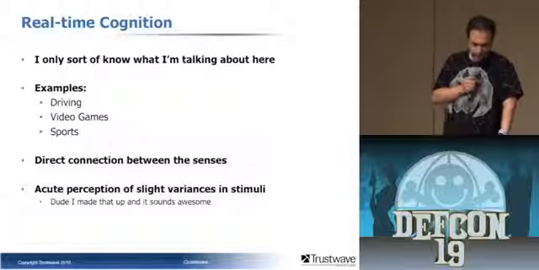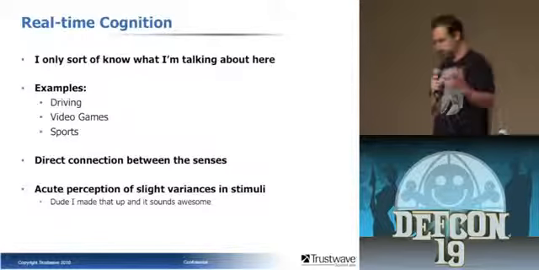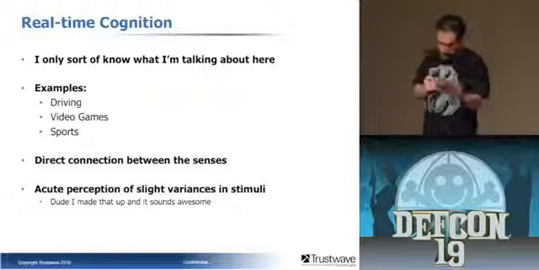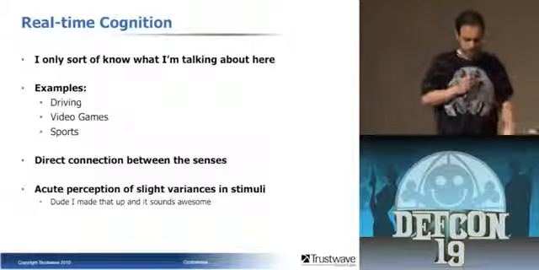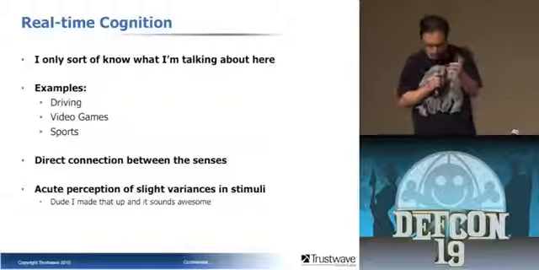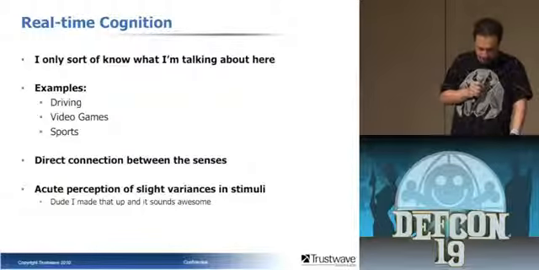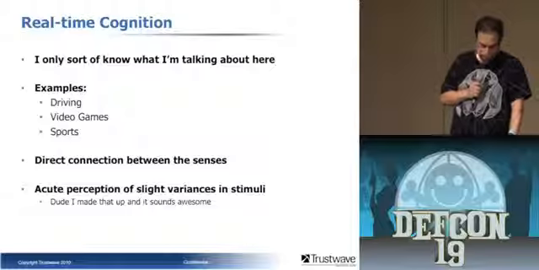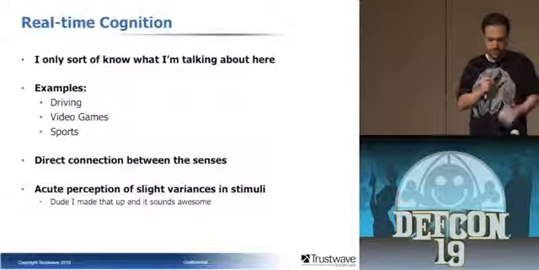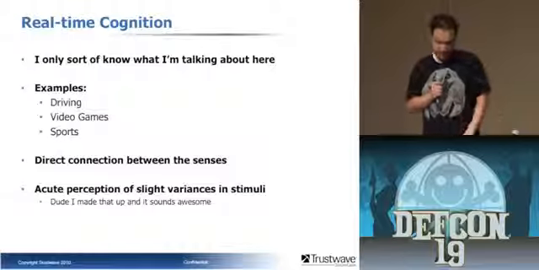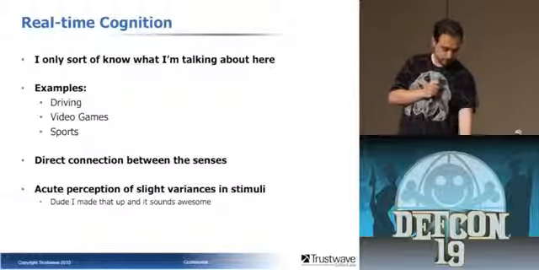So there's a direct connection between the senses, right? You're able to react to something. You're able to see it out of the corner of your eye, and you're able to do something about it, right? It's the same with video games, a little sniper, and whatever. You can get really good at that, but you're not thinking about it. You're just doing it. It's acute perception of sight variances and stimuli, which sounds awesome.